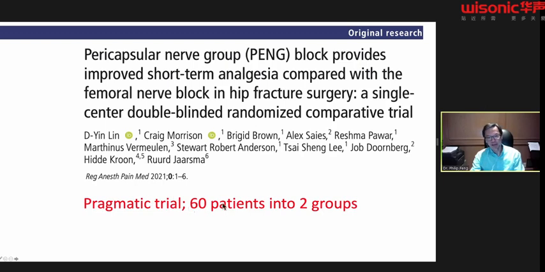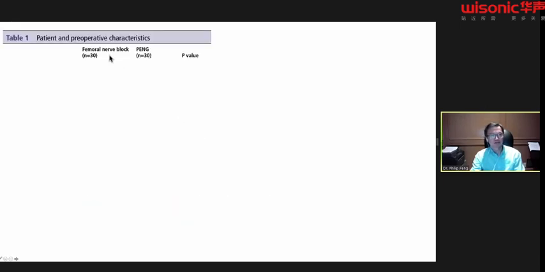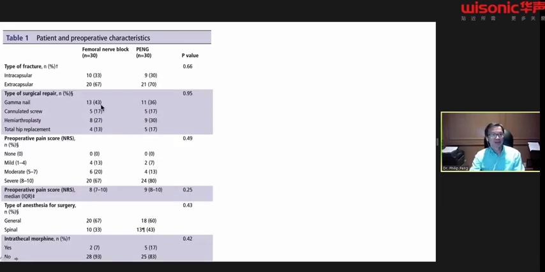60 patients were enrolled in the 2 groups. Why do I say pragmatic trial? Well, first of all, femoral nerve block, not a lot of centers are doing this. Yeah, they have done this because it's pragmatic, because it's what they have been doing all the time. And you can see it's a very heterogeneous group. They have intracapsular, extracapsular patients. They have different surgery. They even have spinal or GA, and they even have epimorph or not. So they are not changing anything they are doing. What they have done is randomize them either to conventional femoral nerve block or the Peng block.